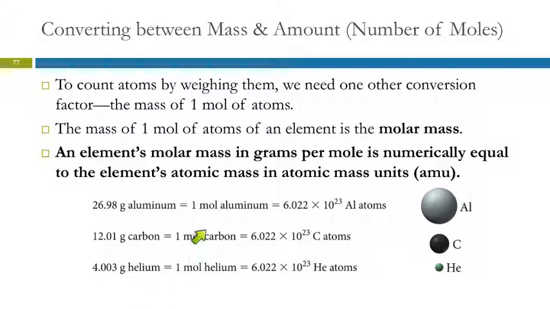So a mole of each substance has the same number of atoms in it, but a mole of aluminum weighs more because aluminum atoms are bigger. If you had a mole of bowling balls and a mole of baseballs, which one's going to weigh more? The bowling balls, because each of the pieces is bigger, right? Any questions?